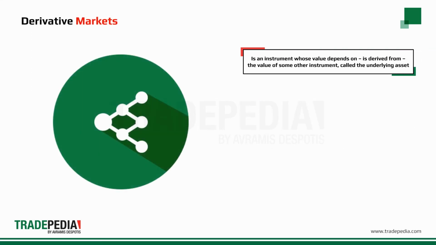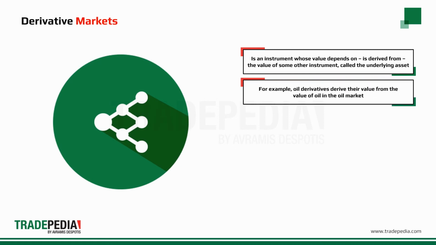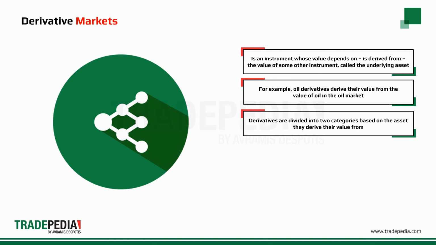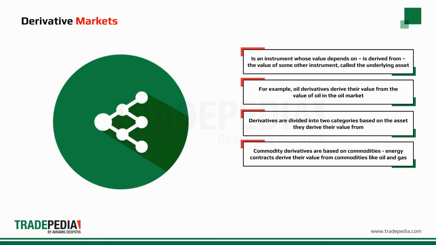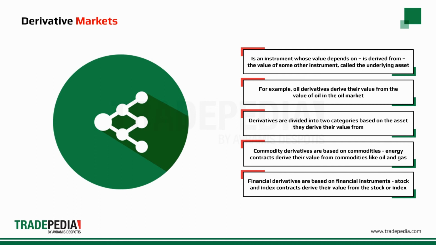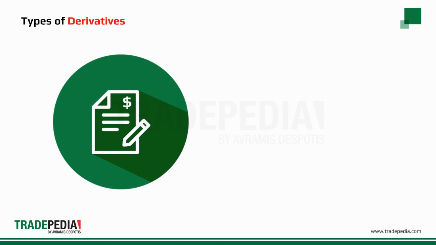A derivative is an instrument whose value depends on, or is derived from, the value of some other instrument called the underlying asset. For example, oil derivatives derive their value from the value of oil in the oil market. Derivatives are divided into two categories based on the asset they derive their value from. Commodity derivatives are based on commodities. Energy contracts derive their value from energy commodities like oil and gas. Financial derivatives are based on financial instruments. Stock and index contracts derive their value from the underlying stock or index. There are several types of derivatives, with the most common being futures, options, and contracts for differences, CFD.